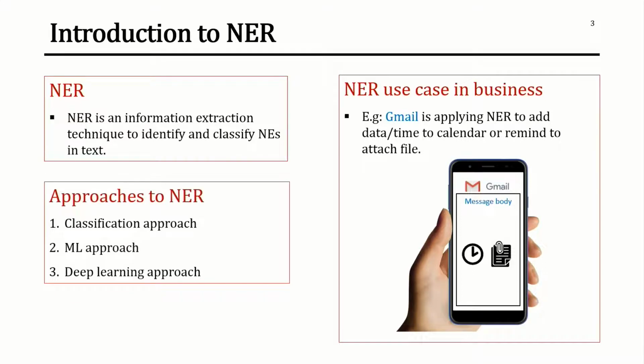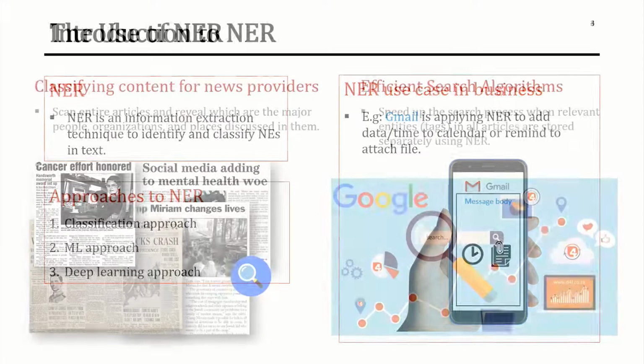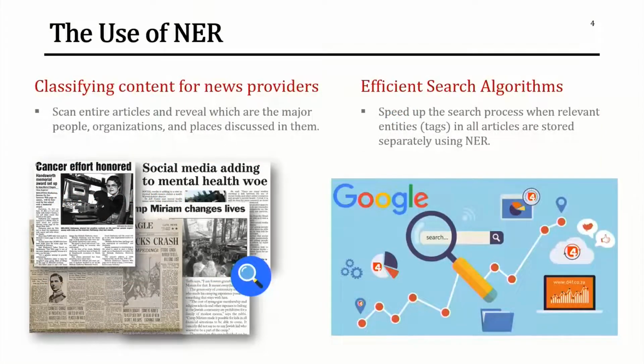And there are three main approaches to make an NER system. The first one is the classification approach, the second one uses a machine learning approach, and lastly we have the deep learning approach. Each of these approaches uses different methods to achieve the NER system. And next we will see the uses of NER.